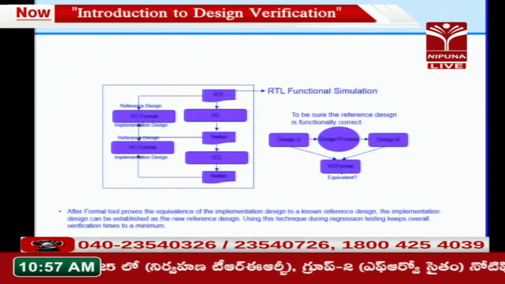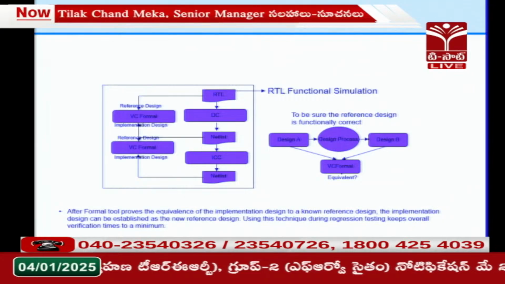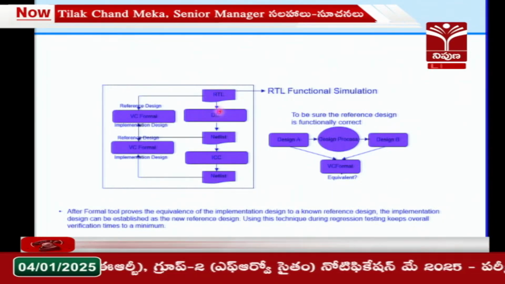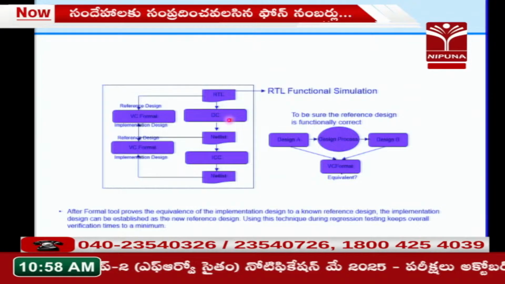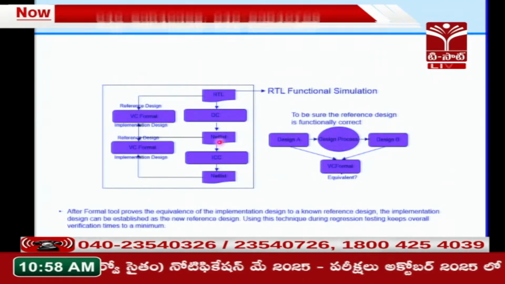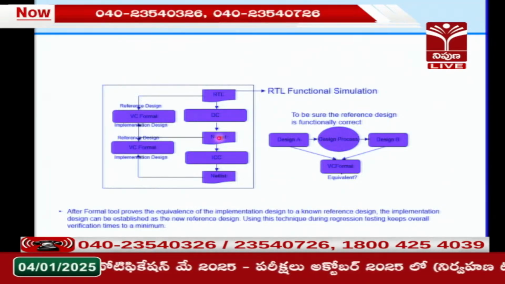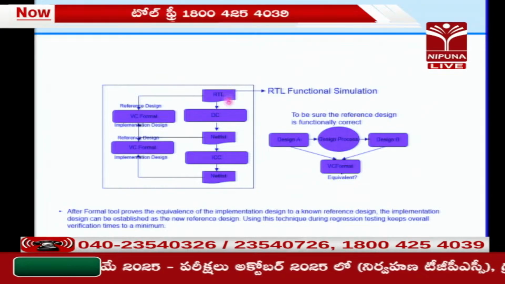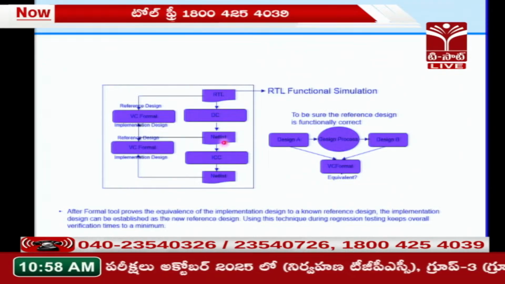So what happens in formal verification? This is the flow for formal verification. So we have this RTL. There is a synthesis tool which generates the netlist. Once the netlist is generated here, we want to ensure our input RTL design and the netlist both are equivalent.